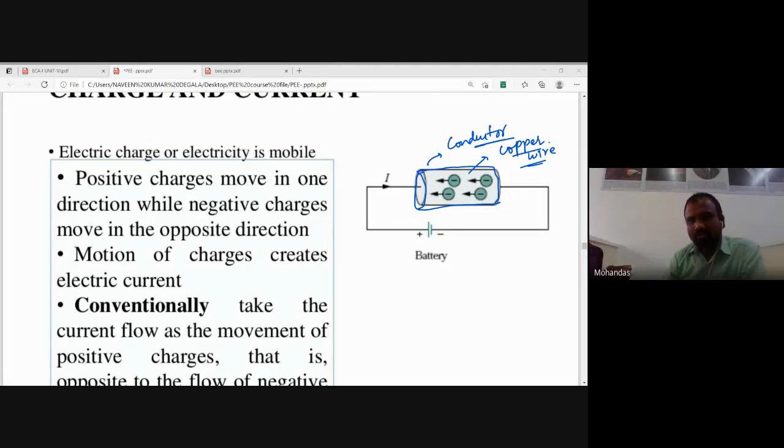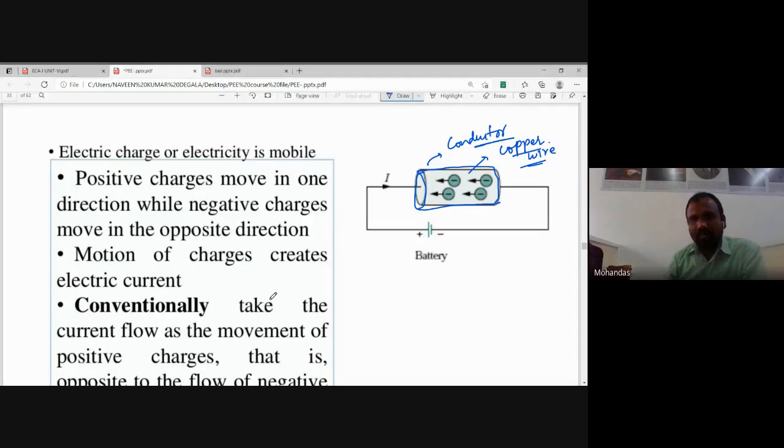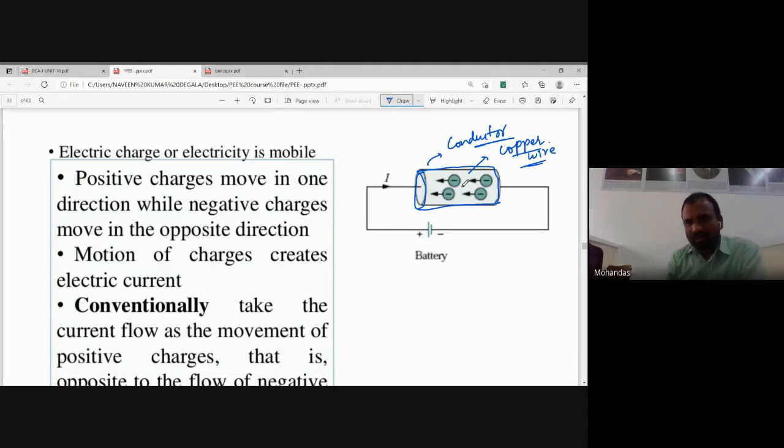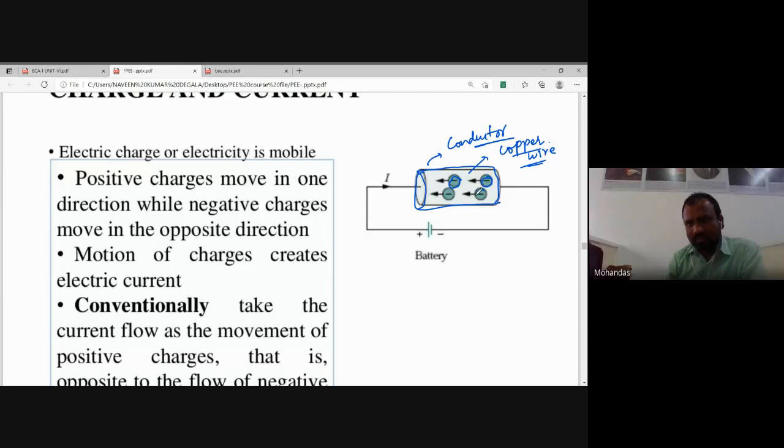So far we have discussed only charge. What do you mean by a charge? If you take a conductor, the free electrons exist in that particular conductor. Now this is a particular conductor. What does this negative sign indicate? A negative sign inside a circle.